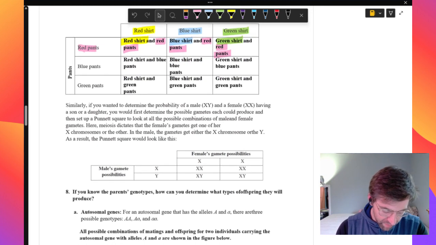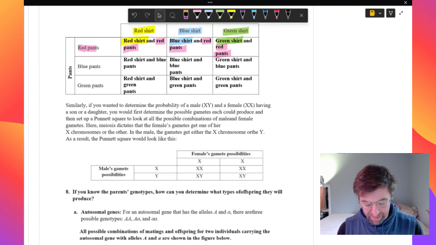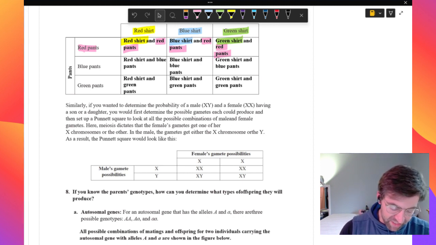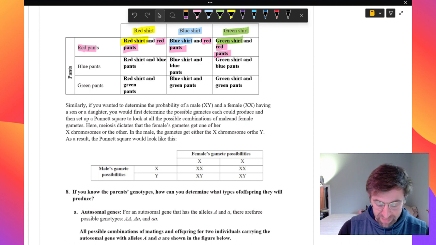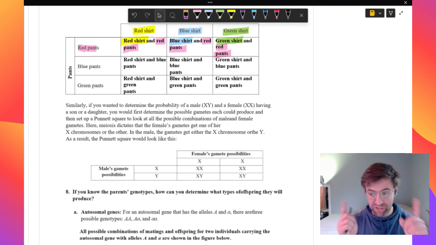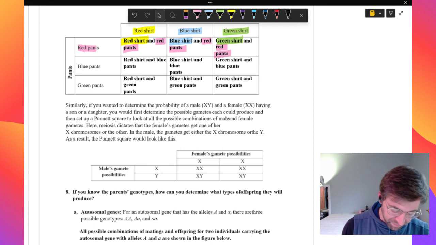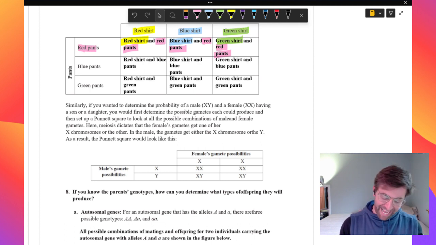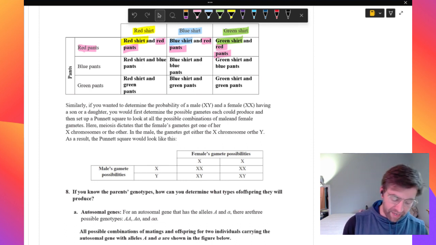Okay. So similarly, if you wanted to determine the probability of a male XY and a female XX chromosome having a son or a daughter, you would first determine the possible gametes each could produce, and then set up a Punnett square to look at all the possible combinations of male and female gametes. So here, meiosis dictates that the female's gametes get one of her X chromosomes or the other. You have two X chromosomes, but it's going to be one or the other. In the male, the gametes get either the X chromosome or the Y, and as a result, the Punnett square would look something like this.